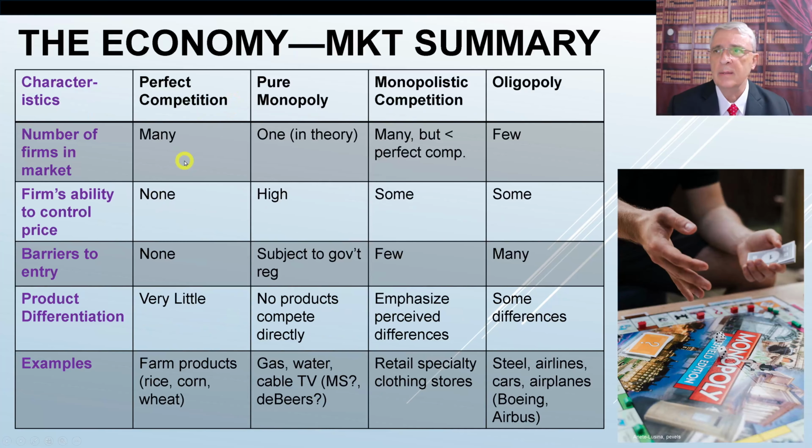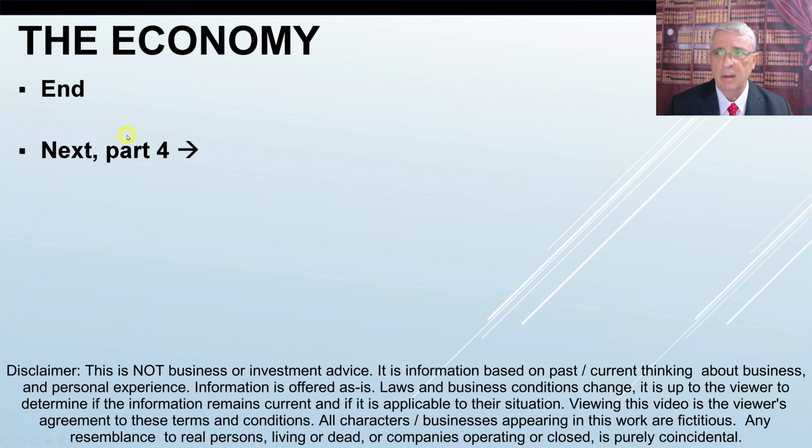This is a very nice little summary. The characteristics: the number of firms, firms' ability to control price, barriers to entry, product differentiation, and some examples. And this is all the stuff we just covered: the perfect competition, pure monopoly, monopolistic competition, oligopoly. And so then all the things. Okay, that's it. On to part 4.